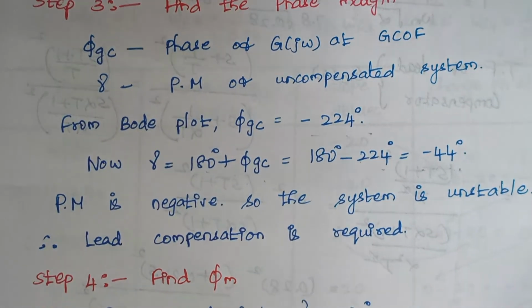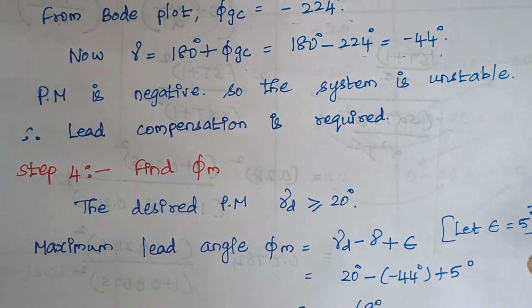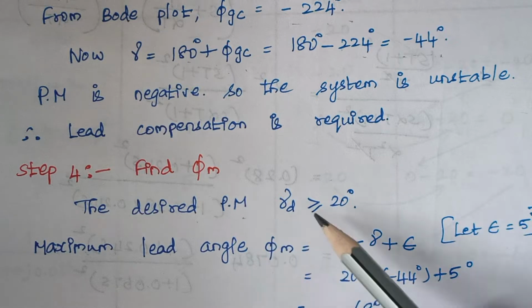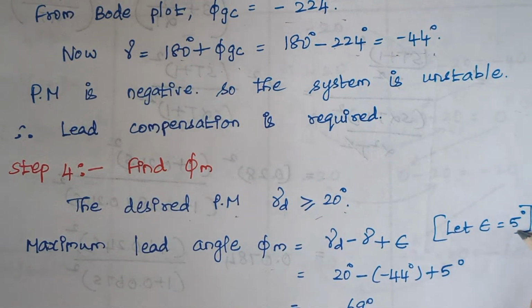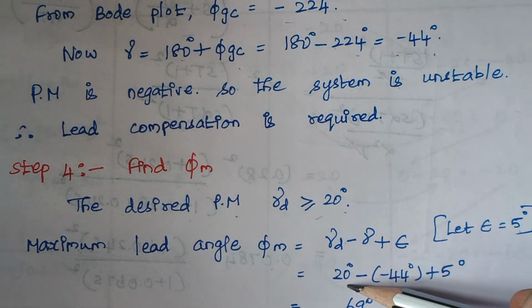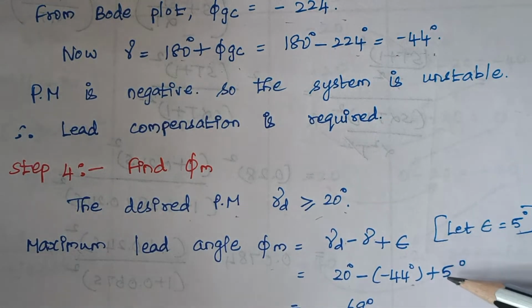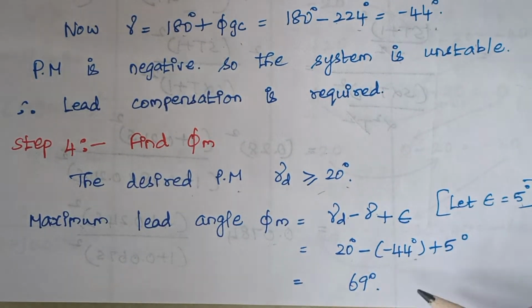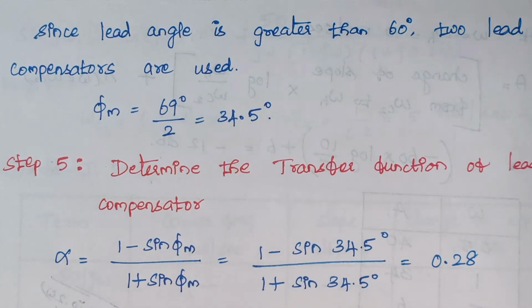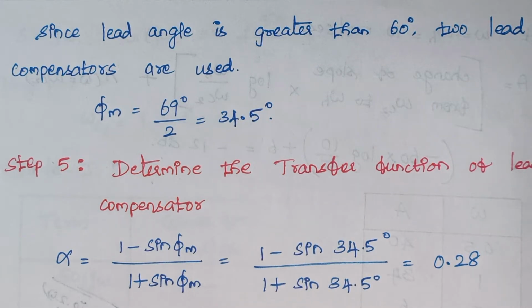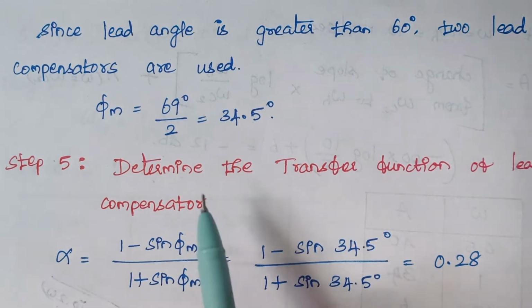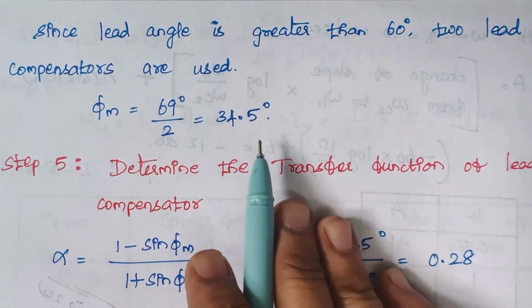Then the next step is, now we are going to find the new phase angle, right? Here the desired phase margin should be greater than or equal to 20 degrees. The maximum lead angle is given by this formula: gamma desired minus gamma obtained plus epsilon, right? Initially the value of epsilon should be taken as 5 degrees. Here the desired phase margin is 20, the obtained phase margin is minus 44, and epsilon is 5. When you calculate, the phase angle is found to be 69 degrees. Since this angle is greater than 60 degrees, we are using 2 compensators, so we are dividing the angle. 69 by 2 gives you 34.5 degrees, right?